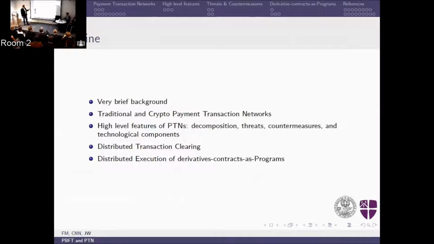So I'll talk a little bit about traditional payment transaction networks. I have slightly simpler pictures than Peter, but they cover exactly the same points. I'm going to talk about high-level features of payment transaction networks, what's there, then a little bit about distributed transaction clearing, and a little bit about RTGS, which we obviously spoke about before. And then I'm going to talk about some new things: distributed execution of derivatives contracts as programs.